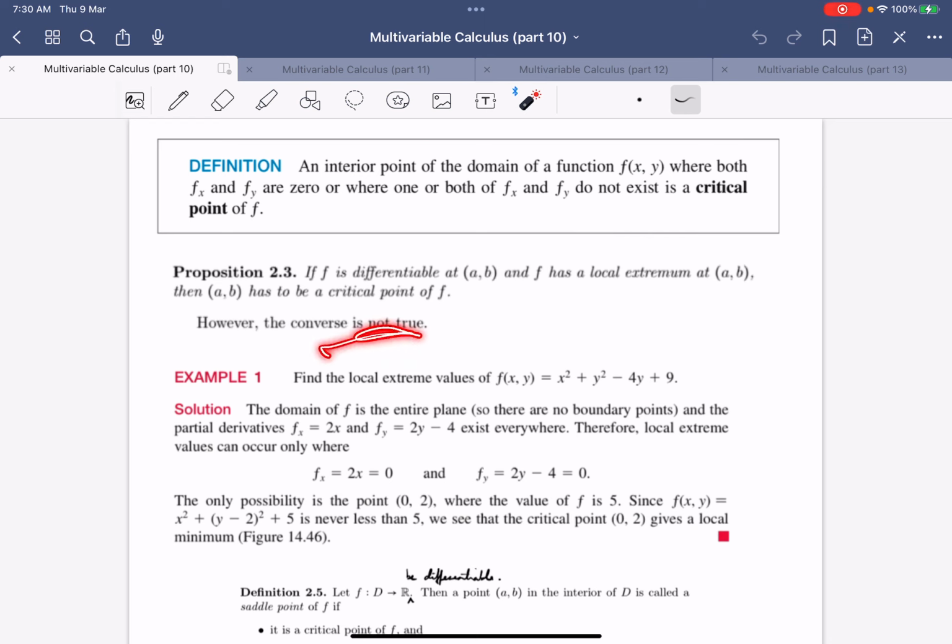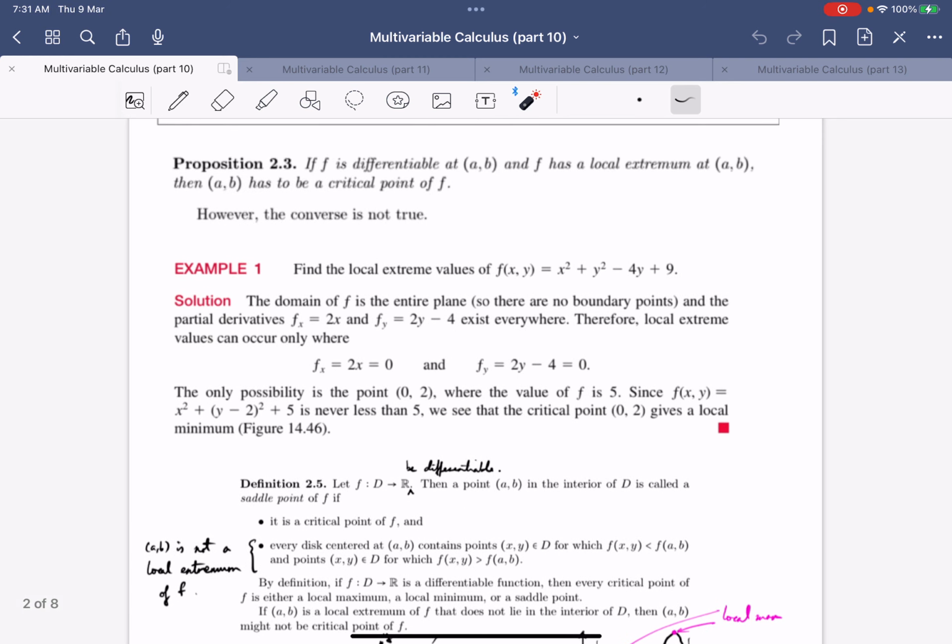But the converse may not be true, because if (a, b) is a critical point, it might not be that f is a local extreme value, because it's possible that the partial derivatives do not exist at that point.